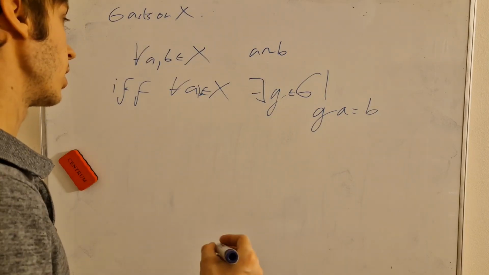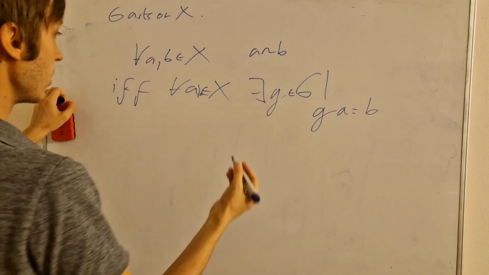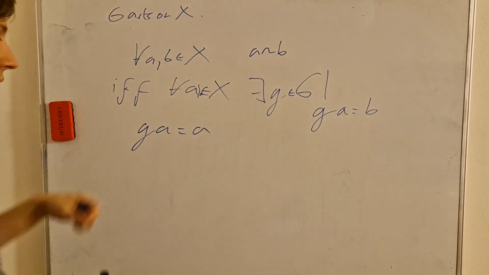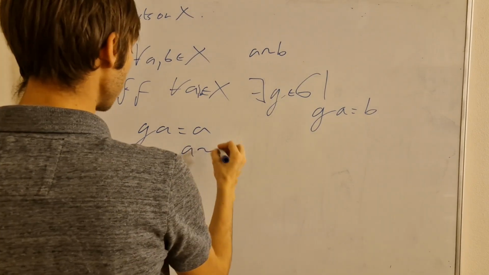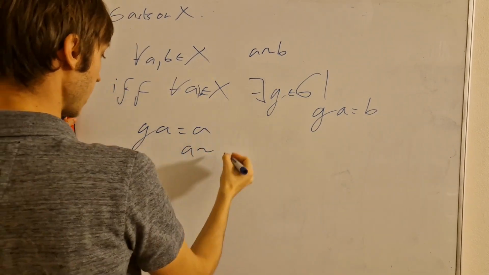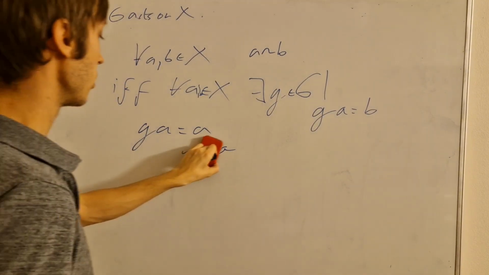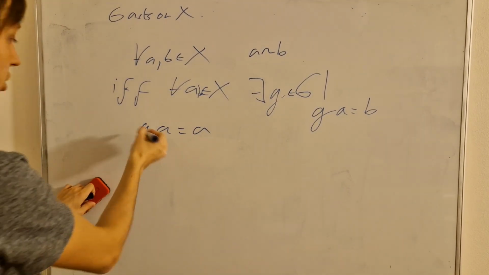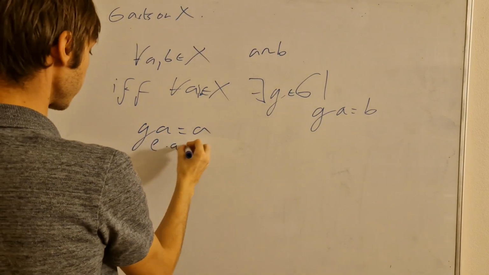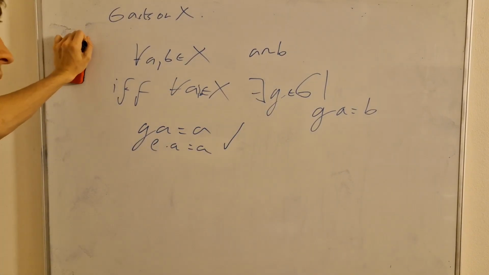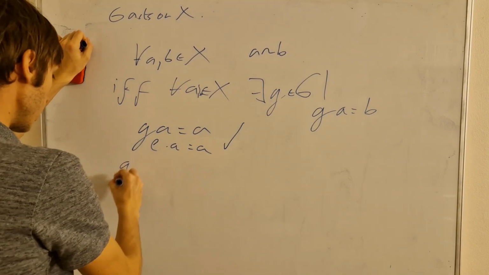Well, first of all, reflexivity. So we want some G such that GA gives A itself. Reflexivity means that element A from X is in relation with itself. Well, yes, because there exists such a G. That G will be the identity element. So that's fine. So that's reflexivity.